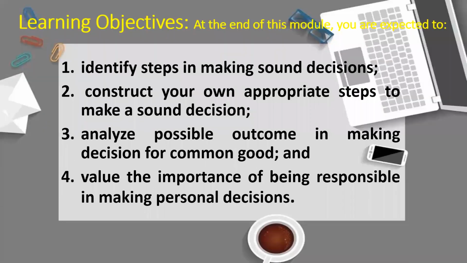Learning objectives. At the end of this module, you are expected to, number one, identify steps in making sound decisions. Number two, construct your own appropriate steps to make a sound decision. Number three, analyze possible outcomes in making decisions for the common good, and value the importance of being responsible in making personal decisions.